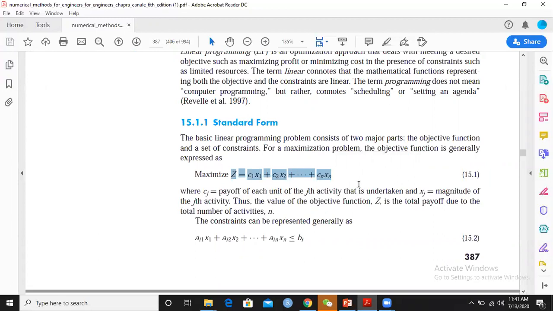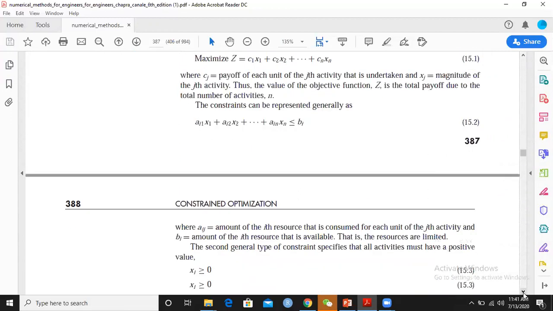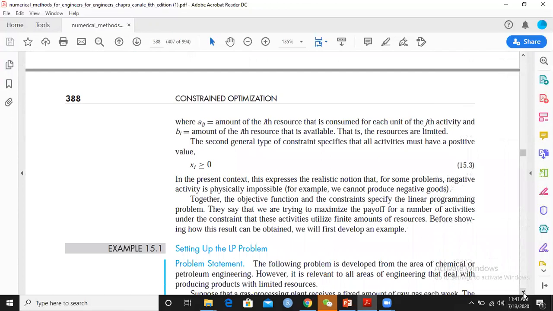And you can understand the meaning of this payoff with the help of a practical example that we will go through during this lecture. Okay. Now, the constraints can be represented generally as an inequality. You can see this inequality here. Okay. And some constants and some variables, where Aij is the amount of the ith resource that is consumed for each unit of the jth activity, and Bi is the ith resource that is available. Okay, so that is, the resources are limited.